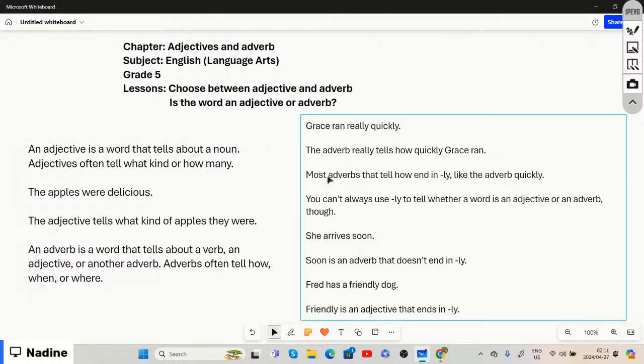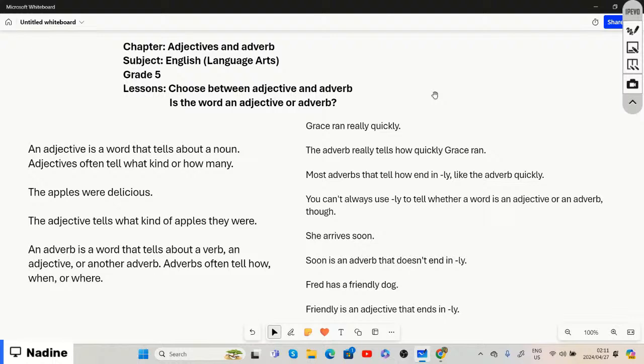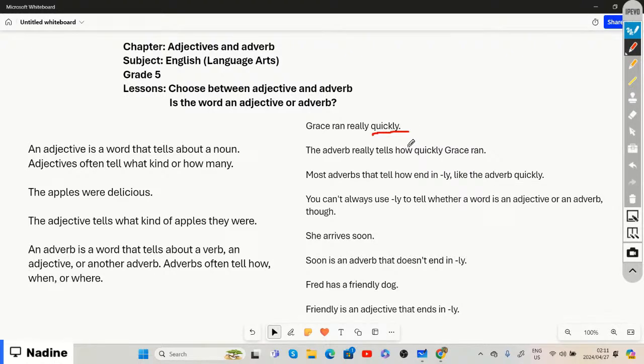And also when it comes to adverbs, look at this example. It says Grace ran really quickly. So how did Grace run? We can say quickly. So quickly tells us how Grace ran. Most adverbs that tell us how end in ly.